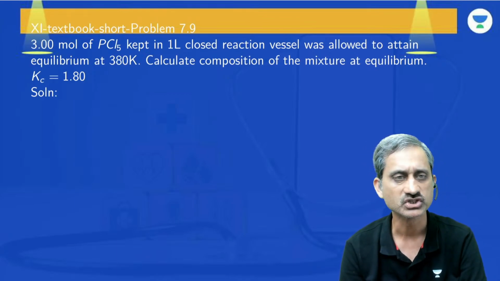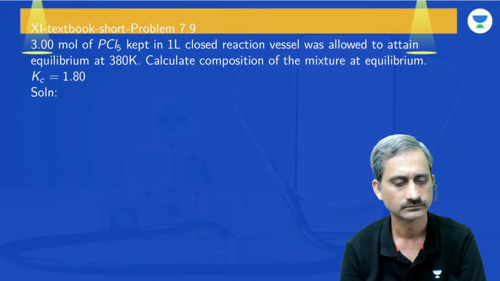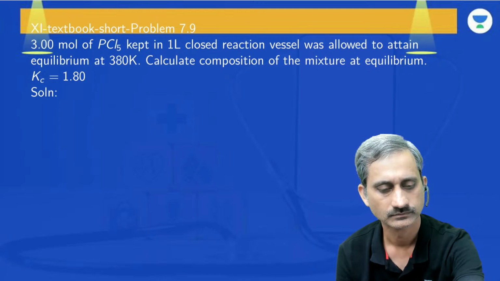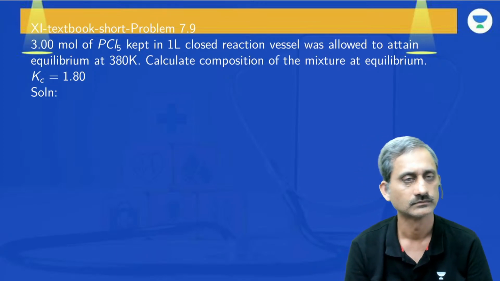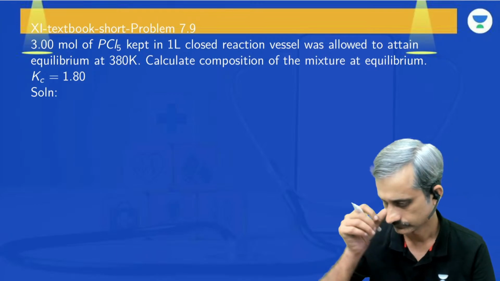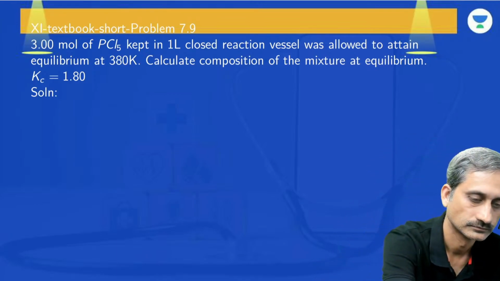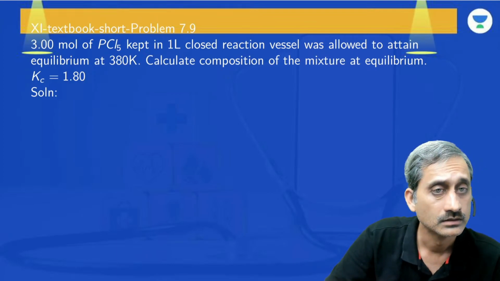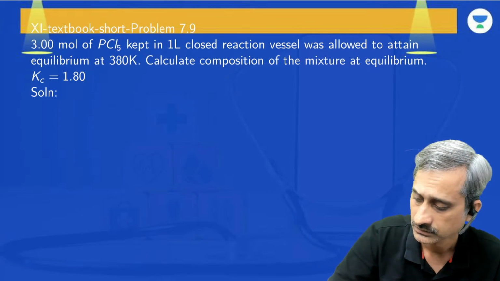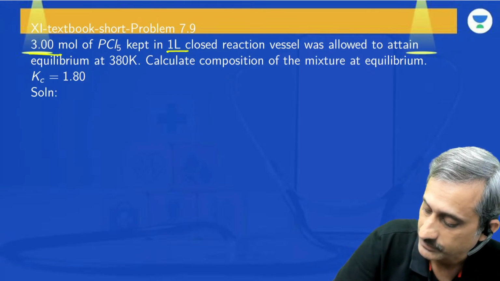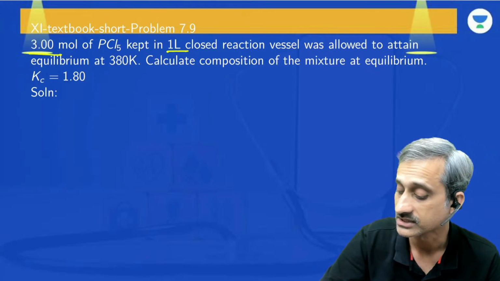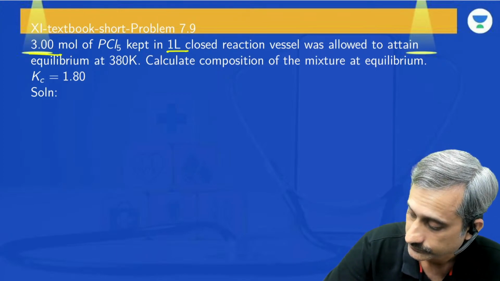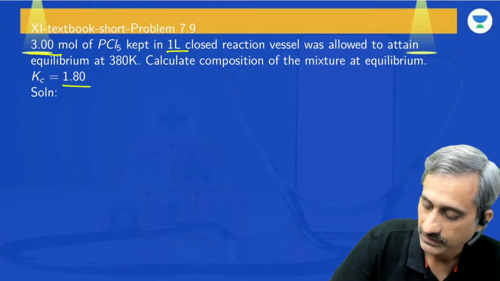So, what's the composition of the mixture at equilibrium? Any difficulty? We have 3 moles of PCl5 kept in a 1 liter closed reaction vessel. So the concentration also is 3 moles per liter, that is 3 molar. Kc value is given to you.